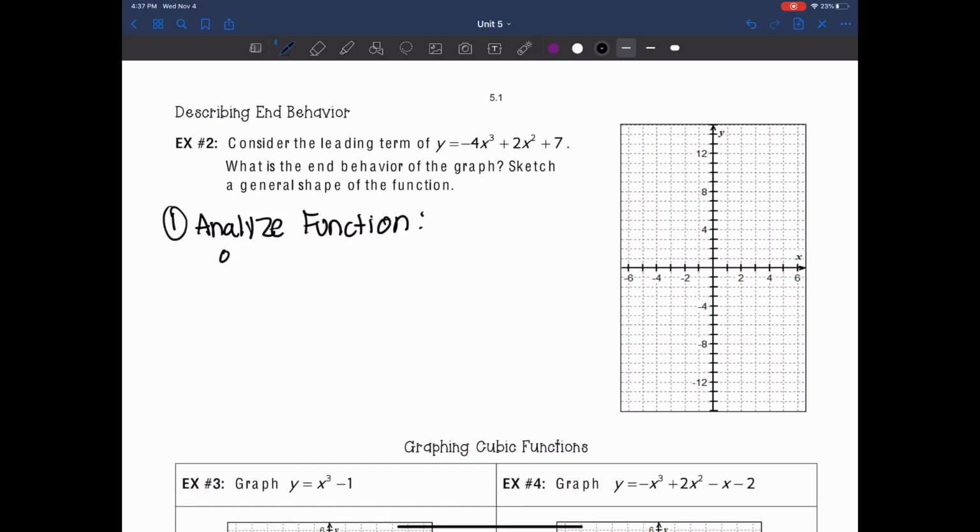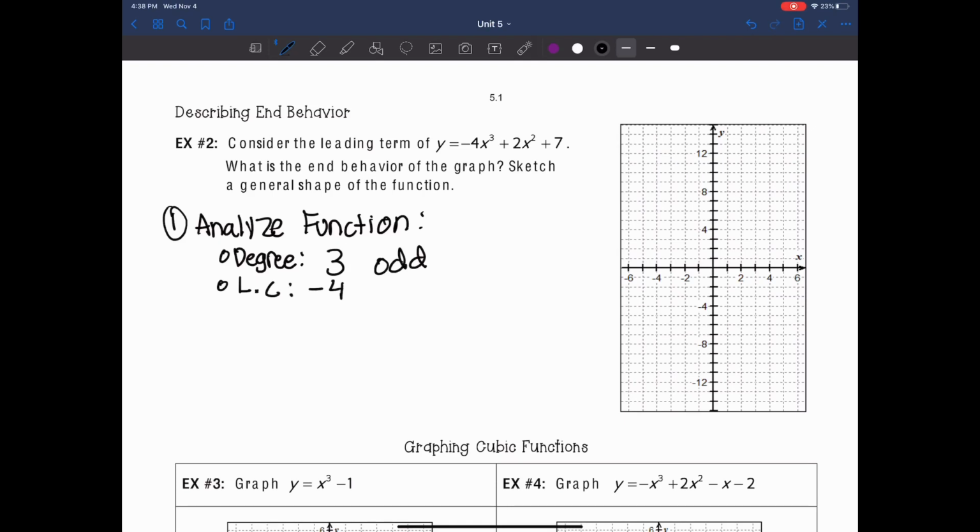So the first thing that I always want you to analyze is your degree. So my degree here is 3, which means that this is going to be an odd function. Okay, so it's going to go up in one direction and down in the other. The second thing I want you to notice about the function is the leading coefficient. Now, the leading coefficient here is a negative leading coefficient, and that is negative 4.